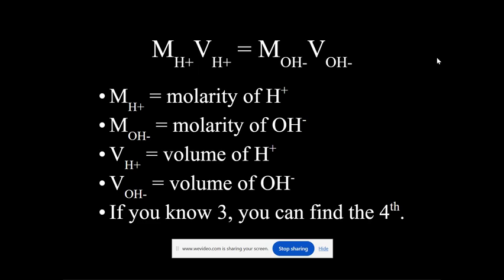All right. And we're going to be working and measuring with the volumes to figure all of this out. Okay. So M with the H plus is the molarity of the hydrogen ions. M with the OH minus, that's the molarity of the hydroxide ions. And then the two V values, the V of H plus and the V of OH minus, that's the volume of each of those, the volume of the hydroxide ions and the volume of the hydrogen ions. Okay, so if you know three of these, you can figure out the fourth one just like any other type of algebra problem. Okay, so we're just using basic algebra and some measurements to figure all of this out. Okay, I'm going to move on from here to the problems.